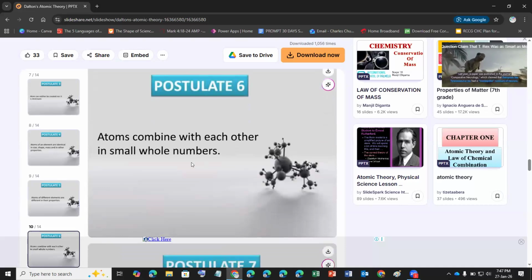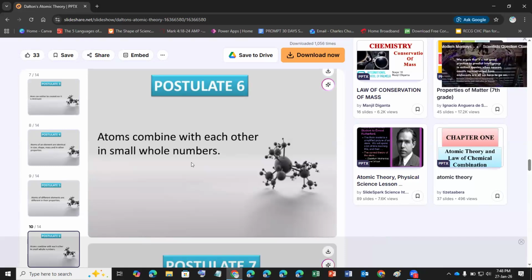And of course, the sixth one says atoms combine with each other in small whole numbers. This is what happens when you have a chemical reaction. Now take note of the phrase small whole numbers. It means that we don't have a scenario where you would have one atom of a particular element combining with 2.5 atoms of another element. No, it will be a whole number.